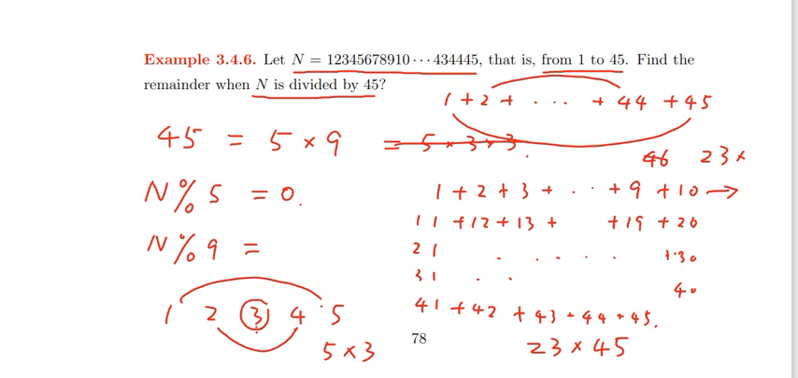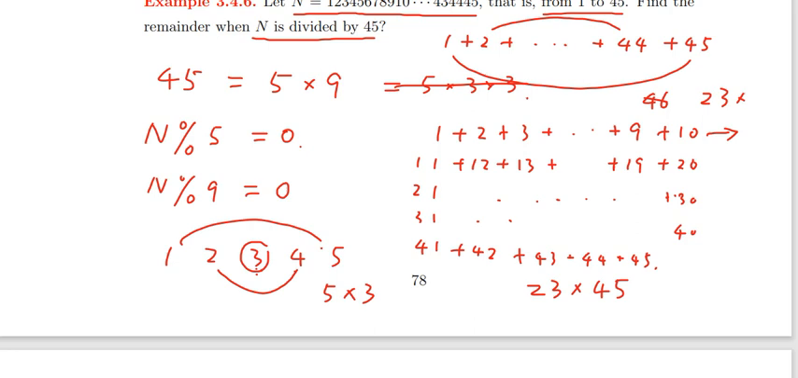So 45 divided by 9 is 0, so we say divided by 9 the remainder is 0. Okay, so for 45, we say n is a multiple of 5, okay, and n is a multiple of 9, okay.